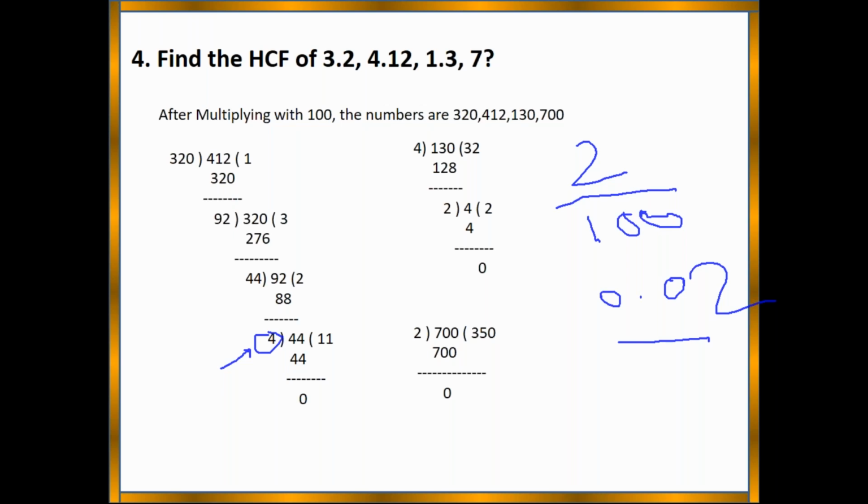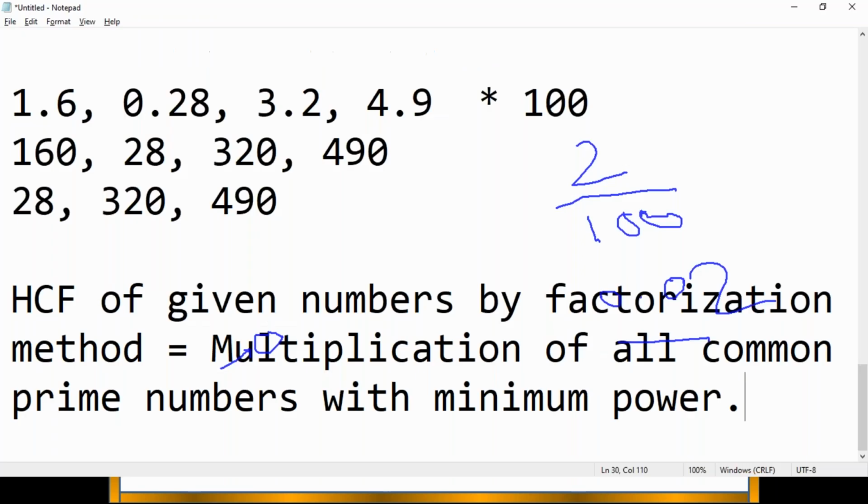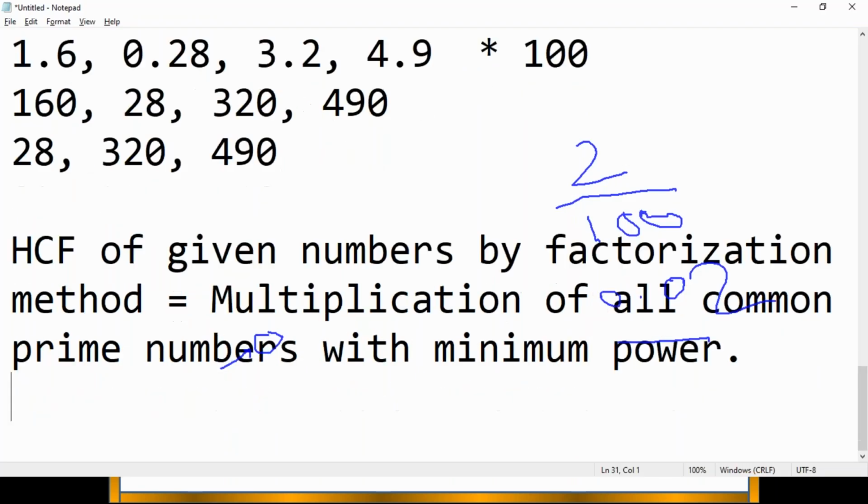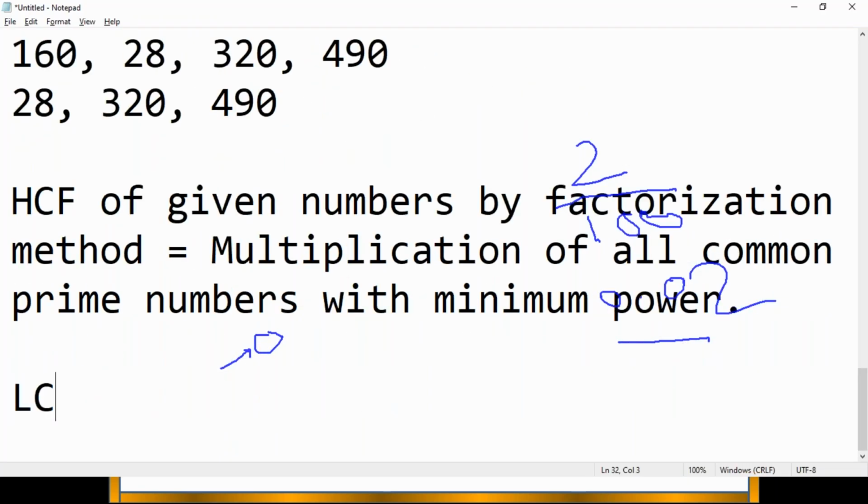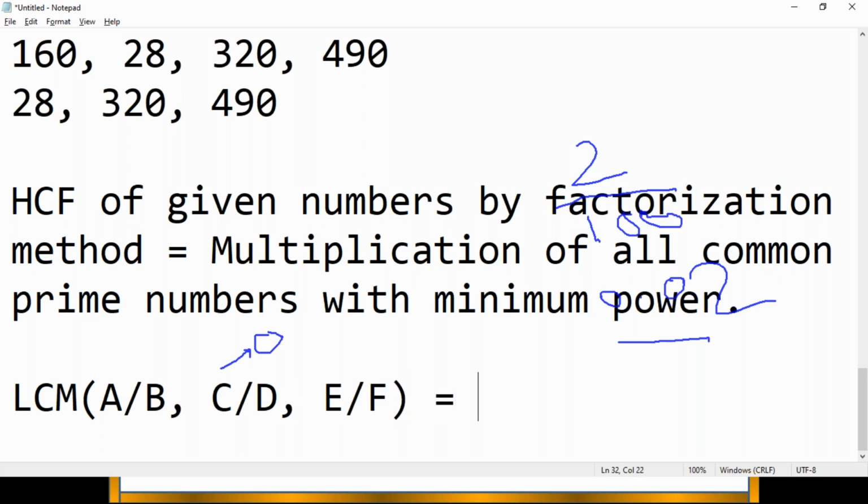Hope all of you understood. So if they give fractional numbers, then what will you do? Integers completed, decimals completed. Fractions A by B, C by D, E by F, then what will you do?